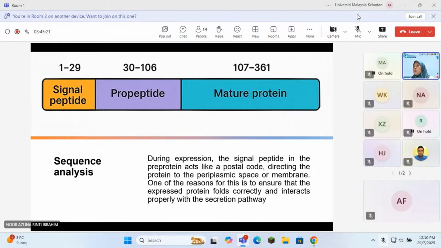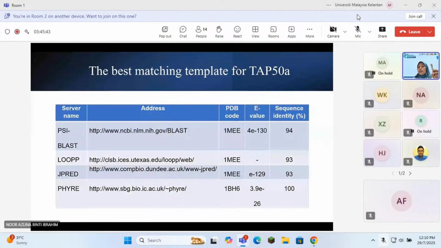Okay, why do we have to remove the signal peptide and propeptide attached to the mature protein? Because this pre-protein acts as a postal code, which tries to direct the protein expression. Okay, from the sequence, I try to find the best template for the 3D structure.